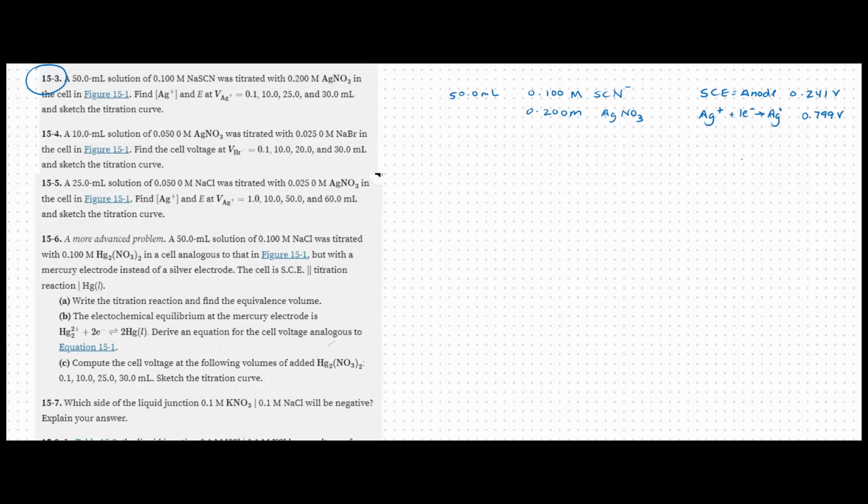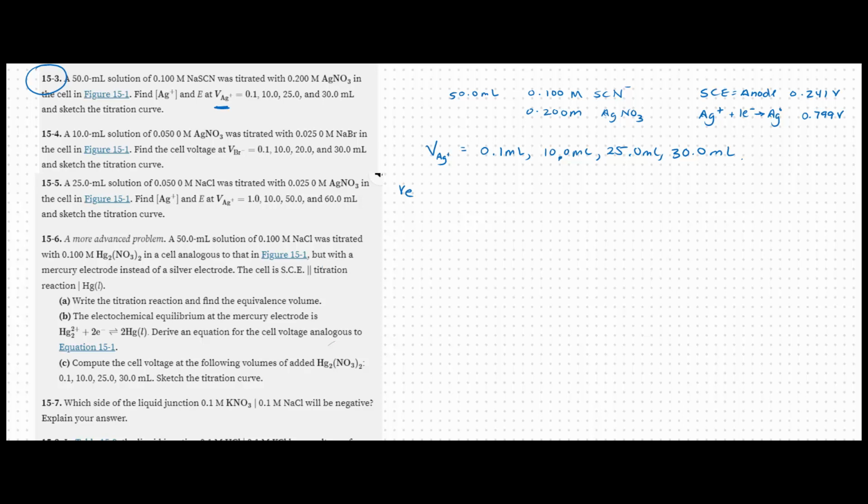So we're going to titrate this thiocyanate with silver, but we're going to watch it with our potentiometer. So when the volume of the silver, that's what this Ag is for, it's for the volume of silver, we're going to calculate the E when we have added 0.1 milliliters, when we have added 10 milliliters, 25 milliliters, and 30 milliliters. So like with any titration, the first thing we need to find is what is the equivalence volume so that we know how to work with our numbers.